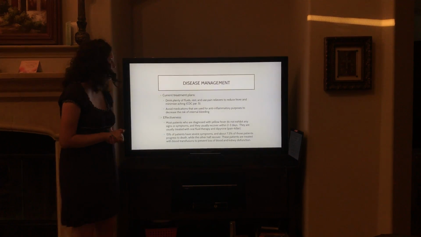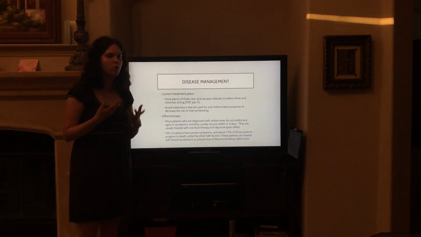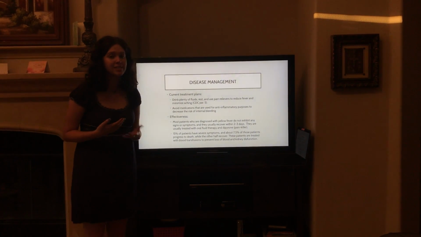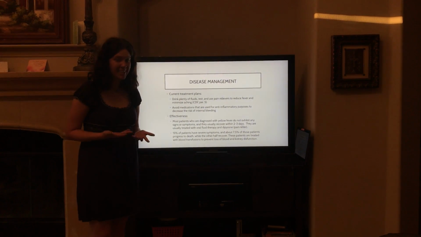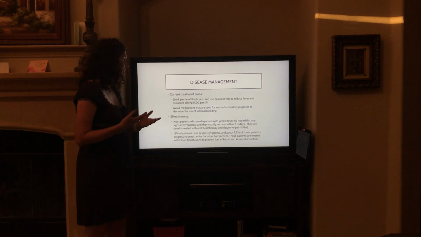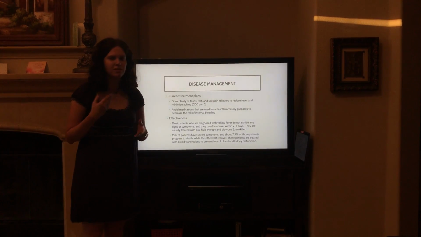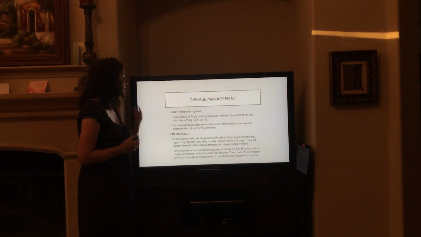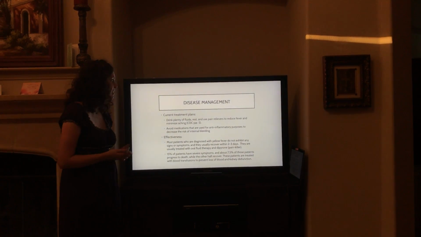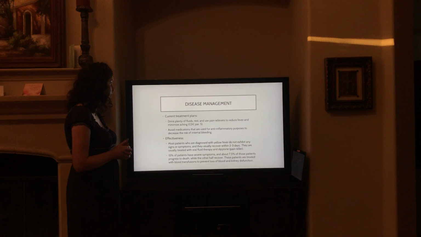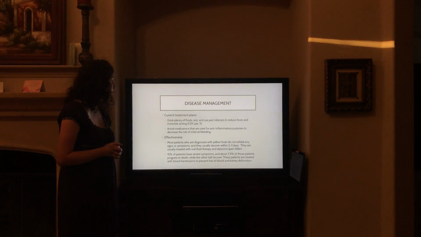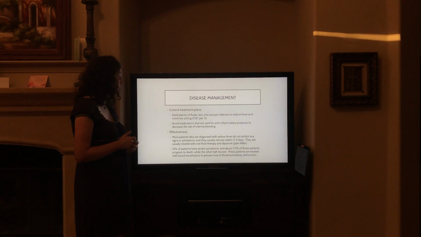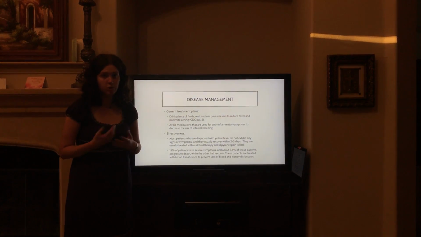So, disease management. There are no known medications to get rid of yellow fever because it is a virus, and a virus cannot be treated with antibiotics. The CDC does recommend a few things to help decrease the pain if a patient does get yellow fever. They recommend to drink plenty of fluids, rest, and use pain relievers to reduce fever and to minimize aching.